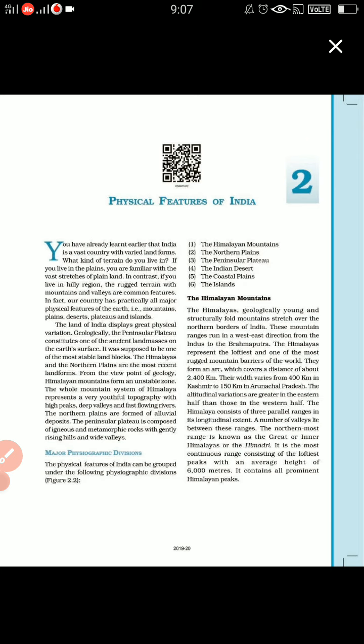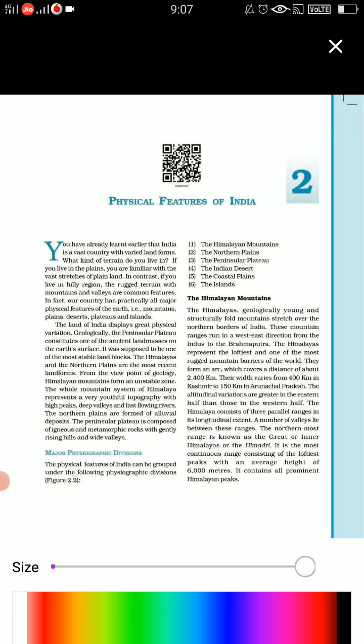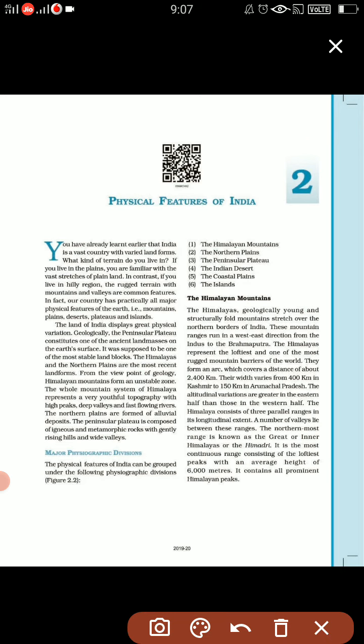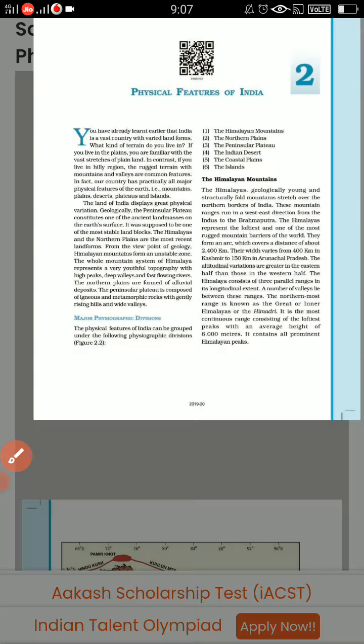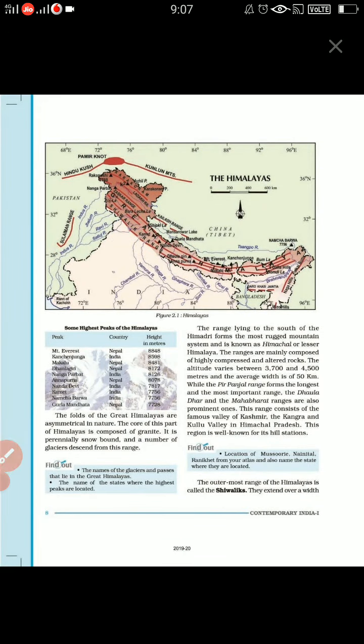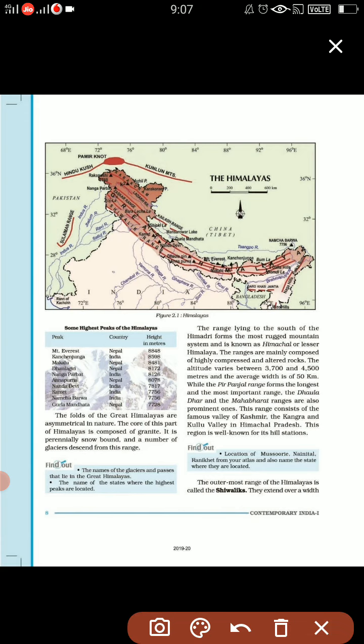Fine. Now, children, these Himalayan mountains are young fold mountains, and you all know that they stretch over the northern borders of India. Moreover, these mountains stretch from west to east. So if you just look, this is the west and this is the east. They are stretching in the west to east direction.